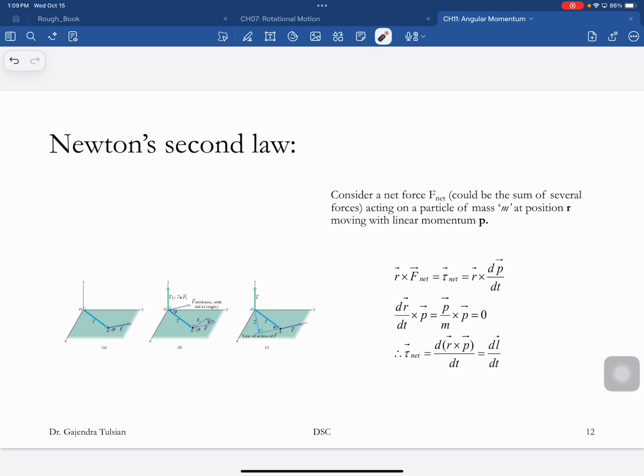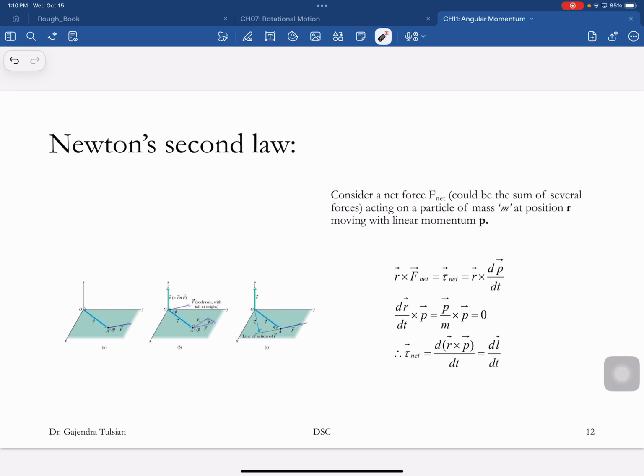R cross F. Remember, you use your right hand rule. When your fingers turn from the first vector to the second vector, your thumb points in the direction of the torque. Your fingers turn from here to there, your thumb points in that direction. So R cross F is the torque. What does the force do? It accelerates the particle. It changes its linear momentum. That's what this does.